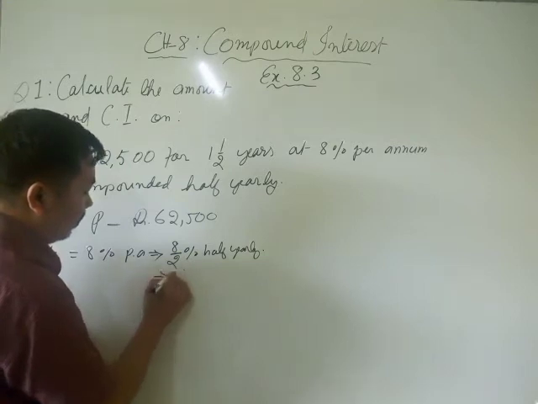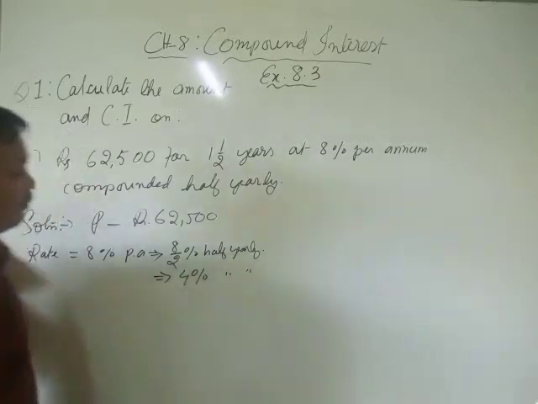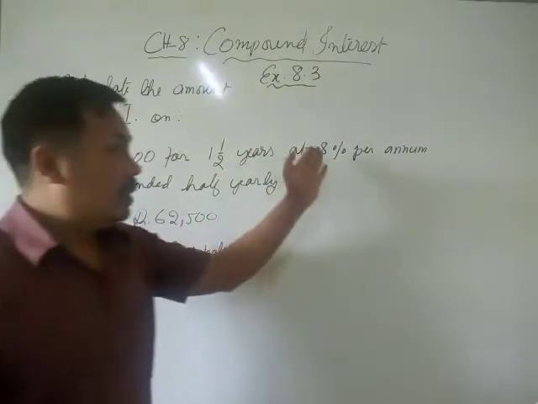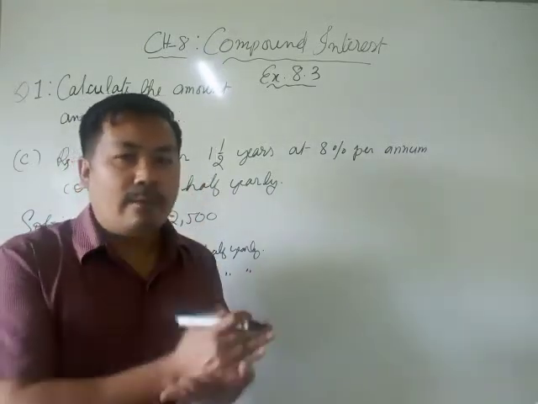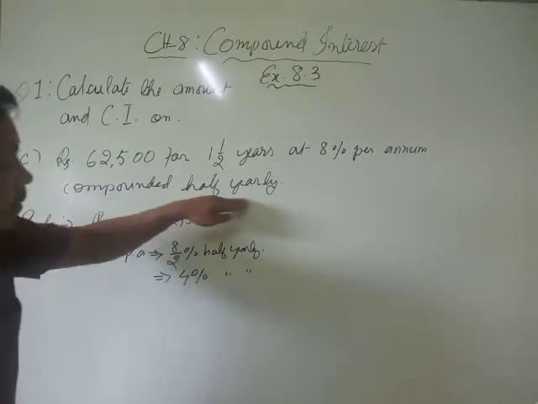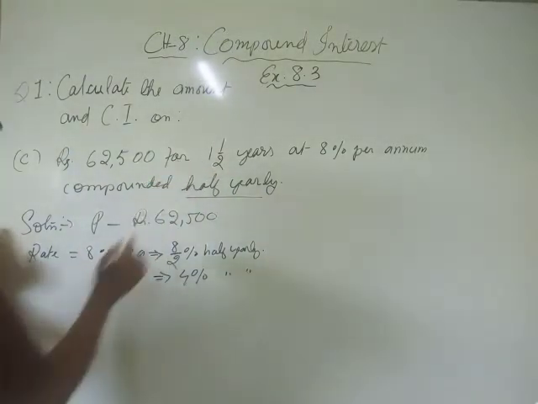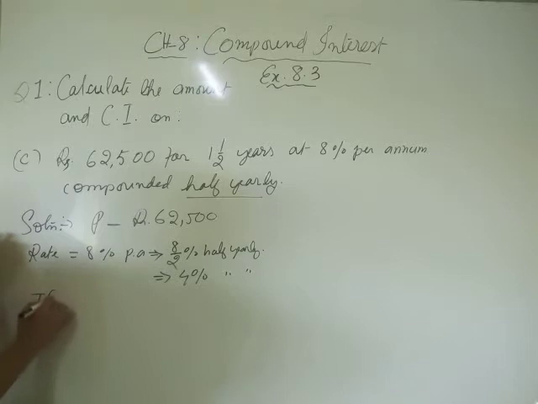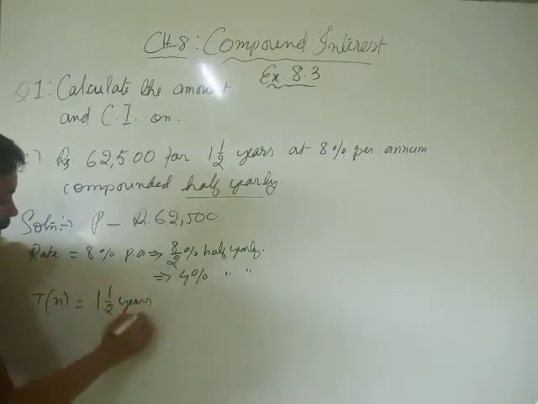That means how much? 4%. For half yearly, it will be 4%. For 1 year, 8%. If we have to calculate for half a year, half of 8 means 4% is to be taken as the rate for a half year. Okay, clear? Understand? So let us now again consider the time. Now time is 1 by 2 years, that is 1.5 years.